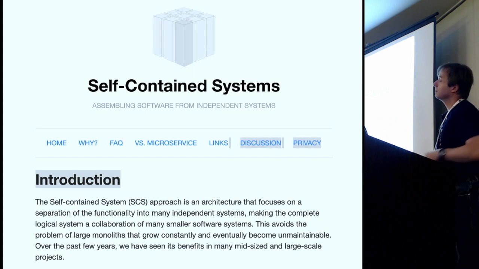Yeah? How do you find some mismatch? You don't. Well, then you get lots of bugs.